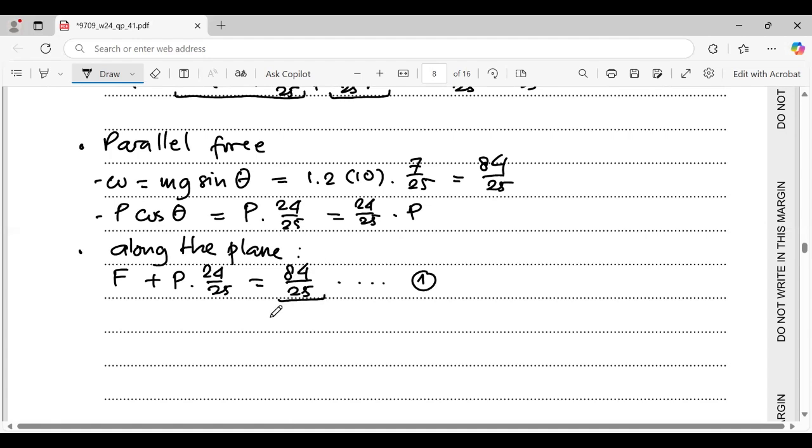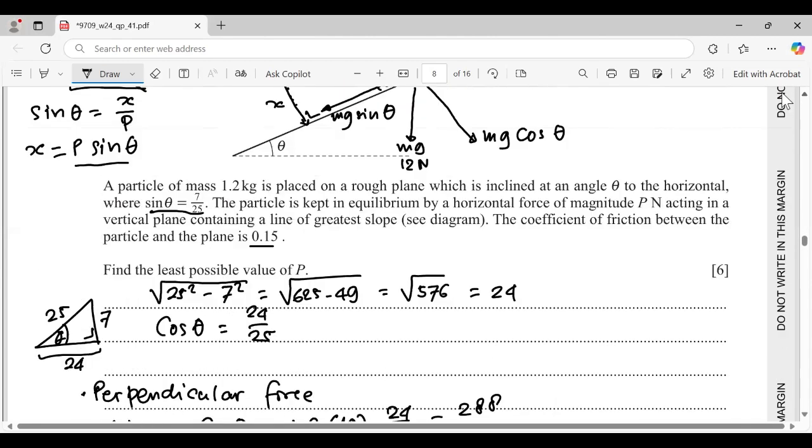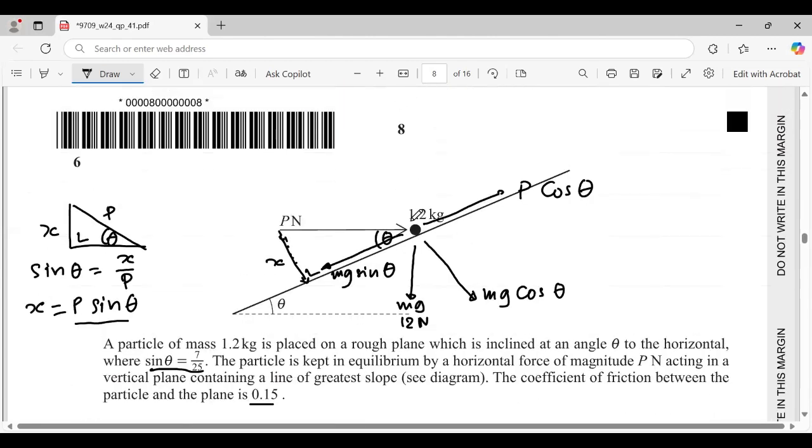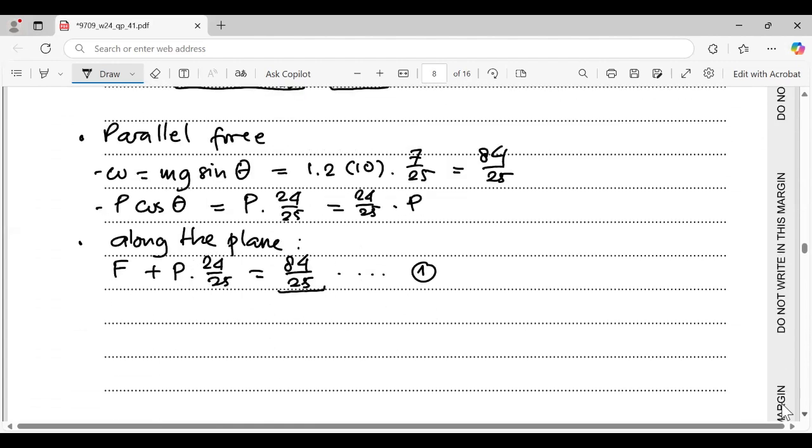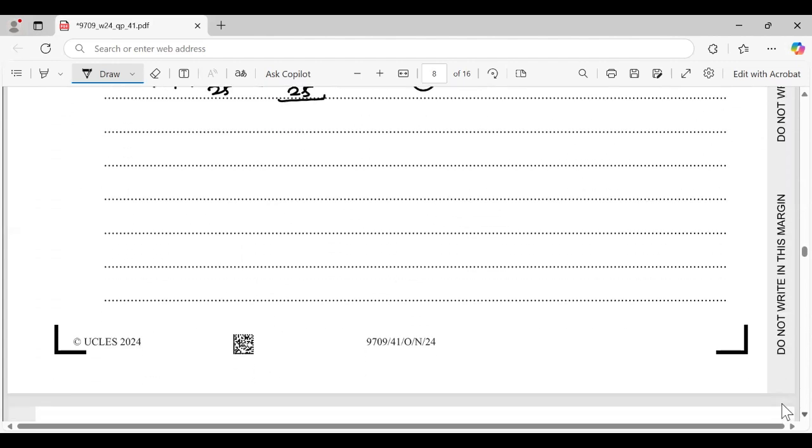Let's continue. I forgot another force for the diagram. So this is the R force here. So there are several forces acting on the particle. Now, we're going to use the friction formula, F equals mu times R.